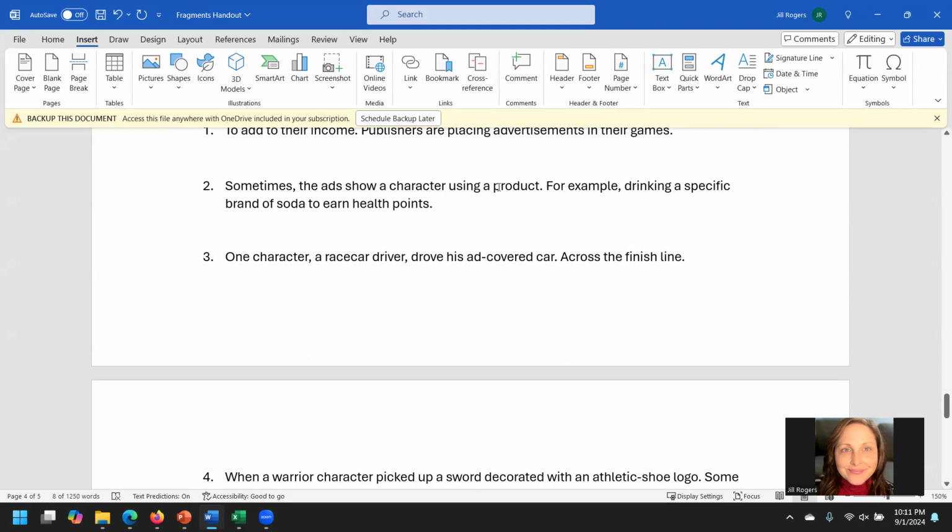Sometimes the ad shows a character using a product, for example, drinking a specific brand of soda to earn health points. Now, be careful because this is long, but it's still a fragment because where's the subject? Where's the verb, right? Nobody is drinking a specific brand of soda. We need a subject here. So you'd underline that and fix it. Okay, so you're going to do all those on your own? All right, that's it. Good luck.